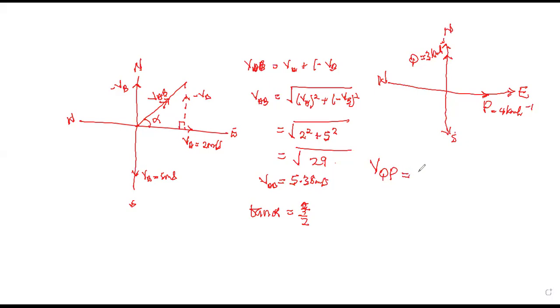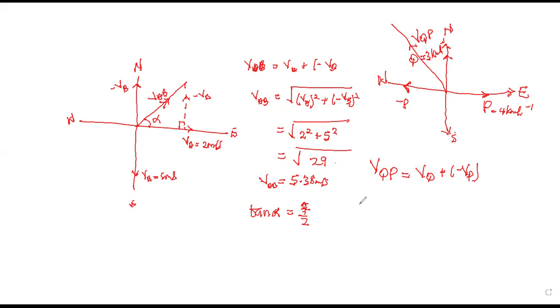By formula, this is VQ plus the negative velocity of P, meaning we must negate P and add it to the positive of that. Negating P would be here, so this is minus P. So the relative velocity of Q with respect to P will be along the diagonal here. So this will be V, Q, P.